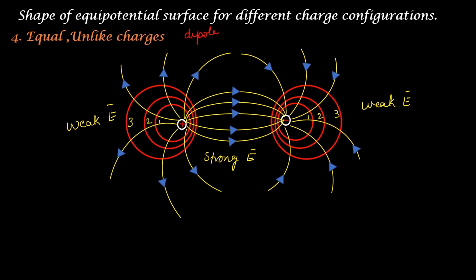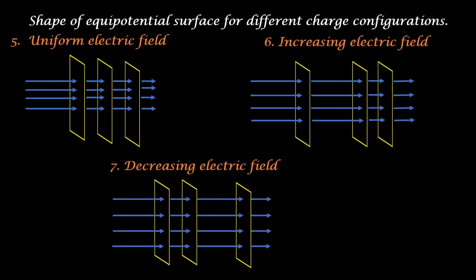So while answering this type of question, you have to consider the direction of the electric field, then draw the equipotential surfaces and also space them according to the intensity of the electric field. Next, we will consider uniform and non-uniform electric fields. The charges are not shown. Charges are existing somewhere, but due to the charges, the field can be either uniform or non-uniform.